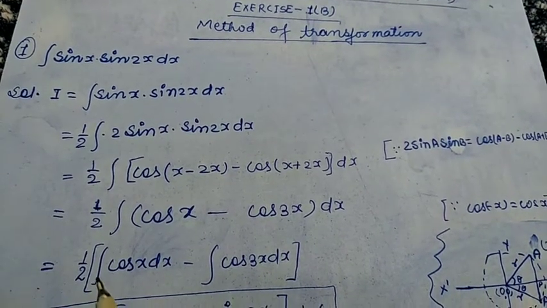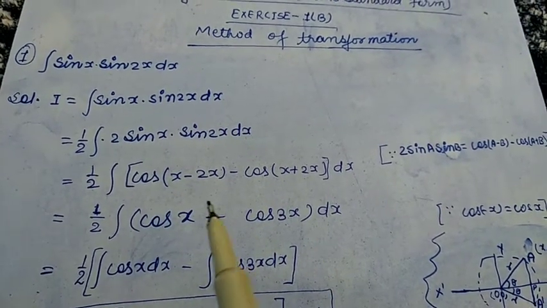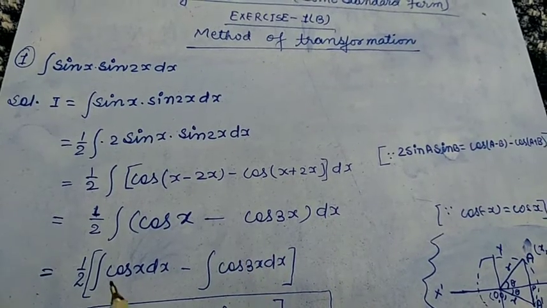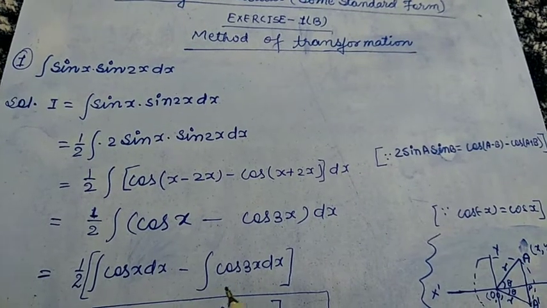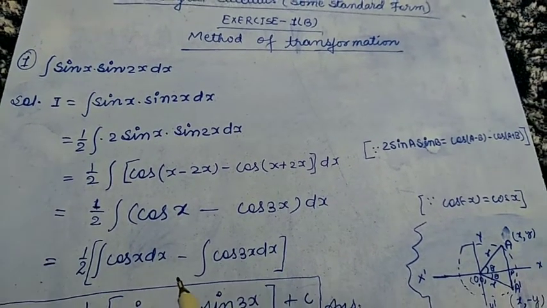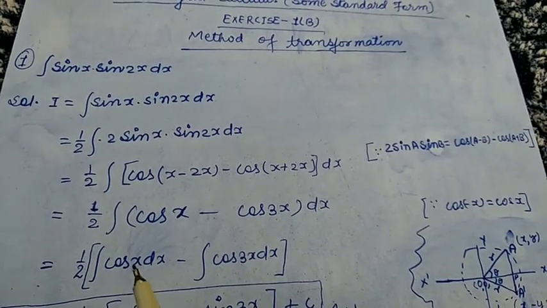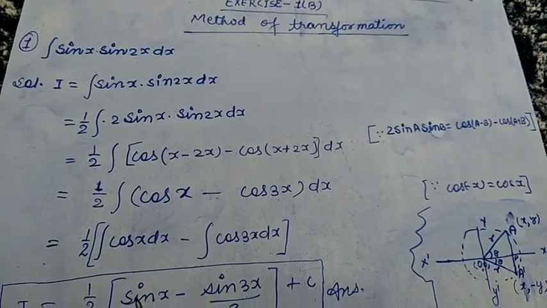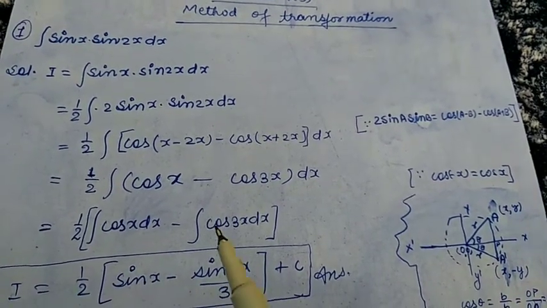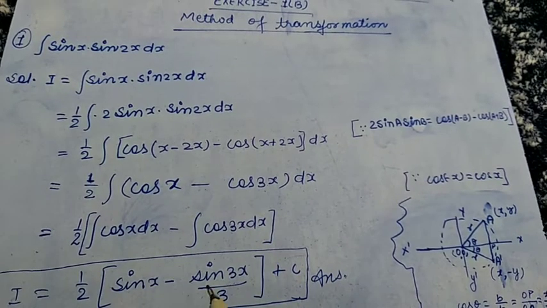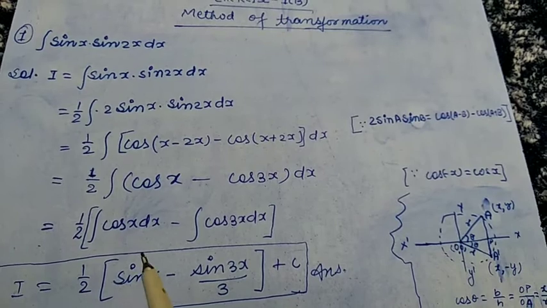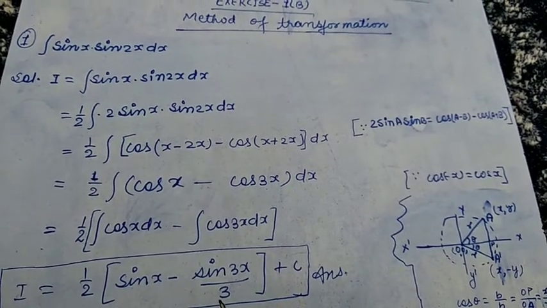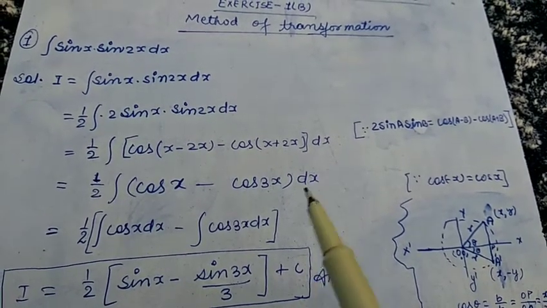You can see here we have integrated both terms individually. So it is 1 upon 2 into integration of cos x into dx minus integration of cos 3x into dx. Integration of cos x into dx we can write as sin x, minus integration of cos 3x into dx, which we can write as sin 3x upon 3. So I is equal to half into (sin x minus sin 3x upon 3) plus c. This is the answer.